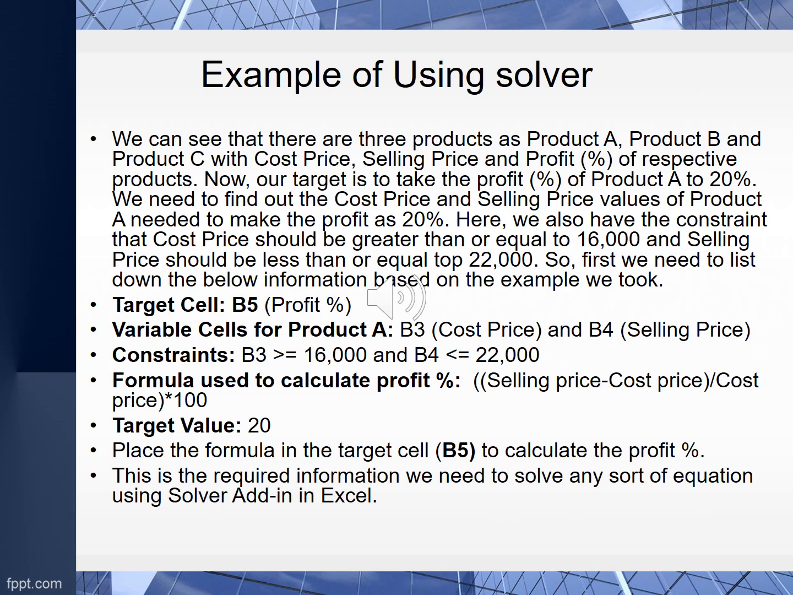The target cell, B5, is the profit percent. The variable cells for product A are B3, which is the cost price, and B4, the selling price. And our constraints: B3 needs to be greater than or equal to 16,000 and B4 less than or equal to 22,000. We need a formula used to calculate the profit percent, which, as I said earlier, is the selling price minus the cost divided by the cost price multiplied by 100, and a target value of 20. So we place that formula in the target cell, B5, to calculate the profit percent. This is the required information that we need to solve any sort of equation using the Solver add-in in Excel.